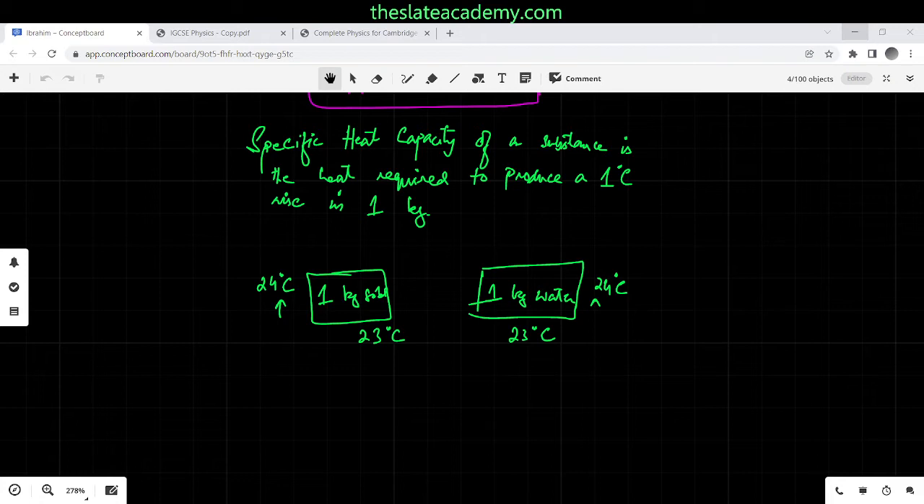I have got two different samples. One is that of gold, the other one is that of water. They are both 1 kg of mass, right? And now they're both at temperature 23 degrees centigrade. And I want to raise the temperature of each of these samples to 24 degrees centigrade. So in order to raise their temperature, I have to give them some heat.